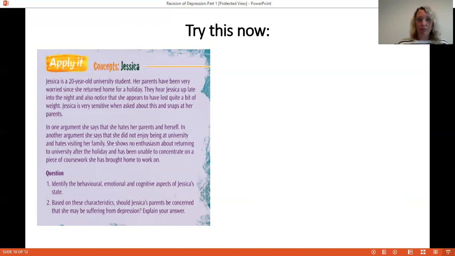Here are your questions. Can you identify the behavioural, the emotional, and the cognitive aspects of Jessica's state? So think back in those groups of 3 in order to help you do that. And then second question, based on the characteristics and how many of them Jessica has, does she have any of them, would you be suggesting that her parents are right to be worried? Okay, so I'm going to turn off my sound and video for 2 minutes while you have a go at doing this question.